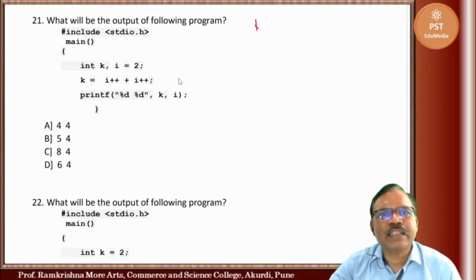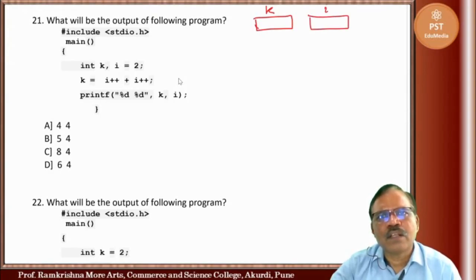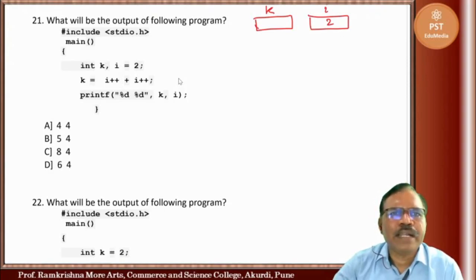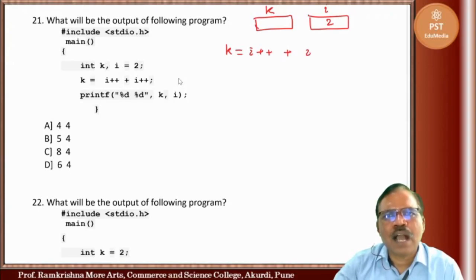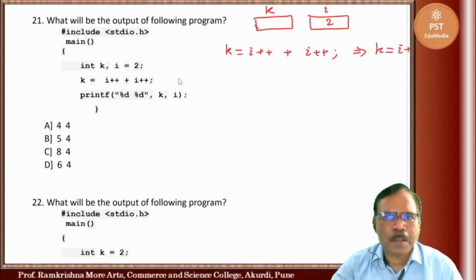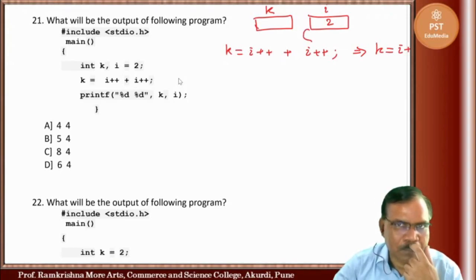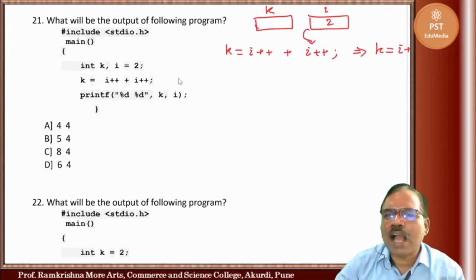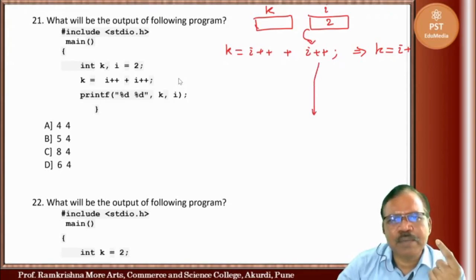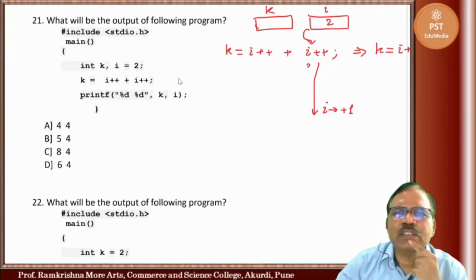So what happens here? When we run this program, two memory locations are reserved, k and i, and here 2 is stored. Now our expression is k = i++ + i++. The actual expression is k = i + i. When control comes here, it sees i++, which means it keeps in memory that i must be increased by 1, but i remains 2 here.